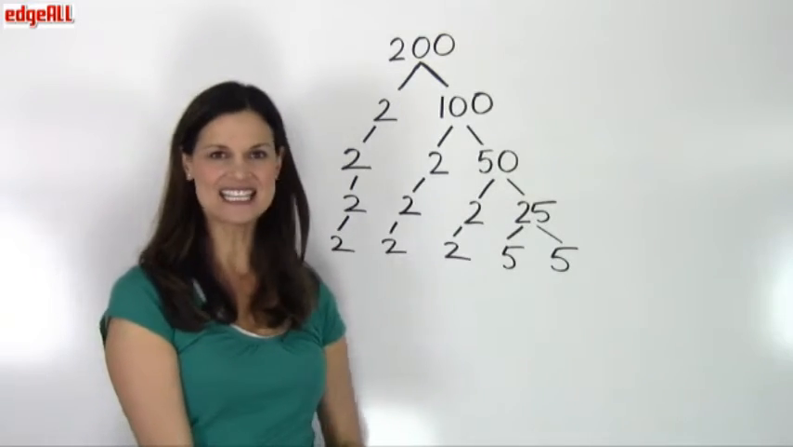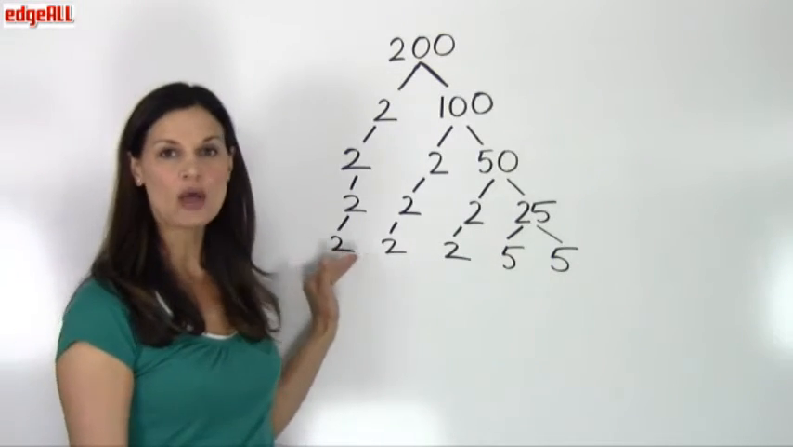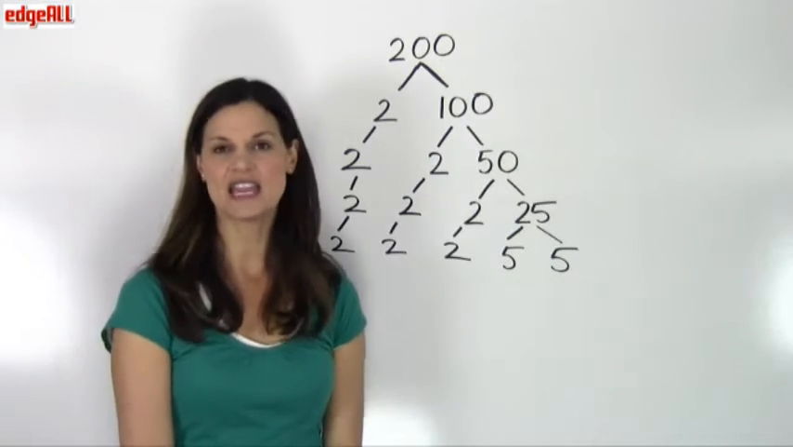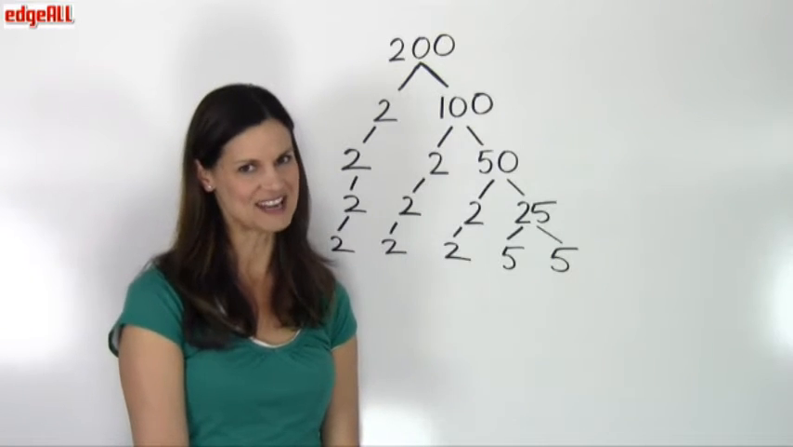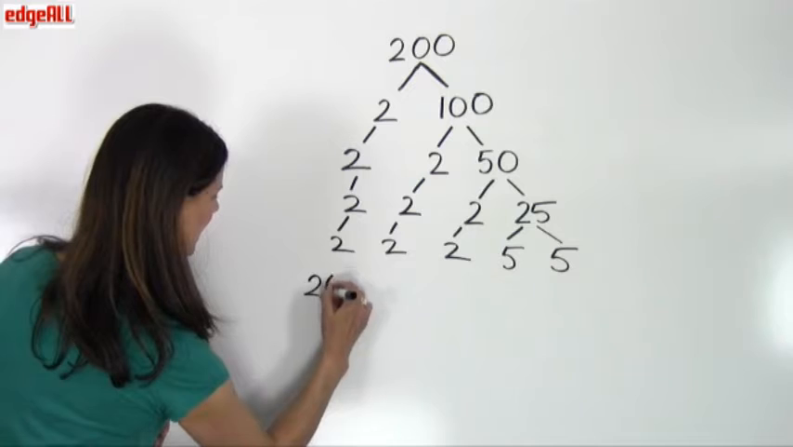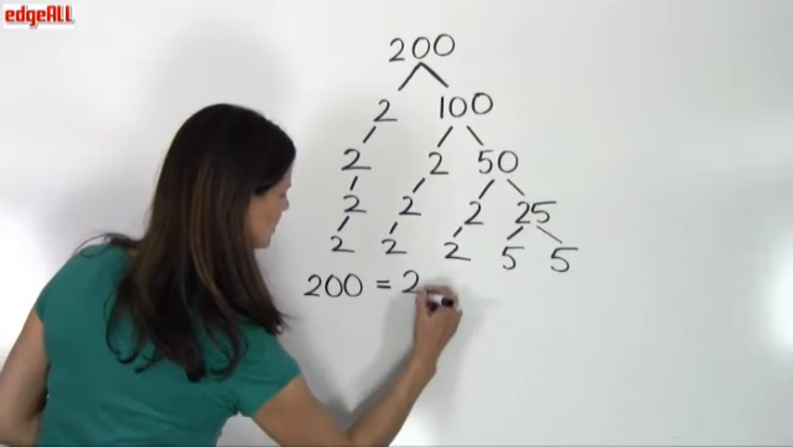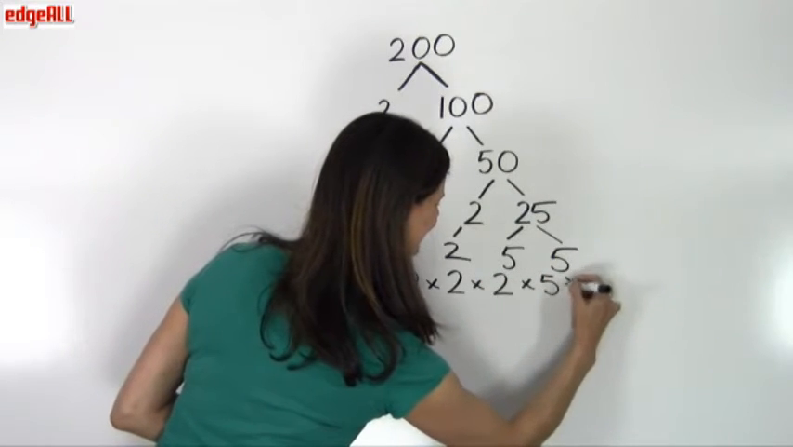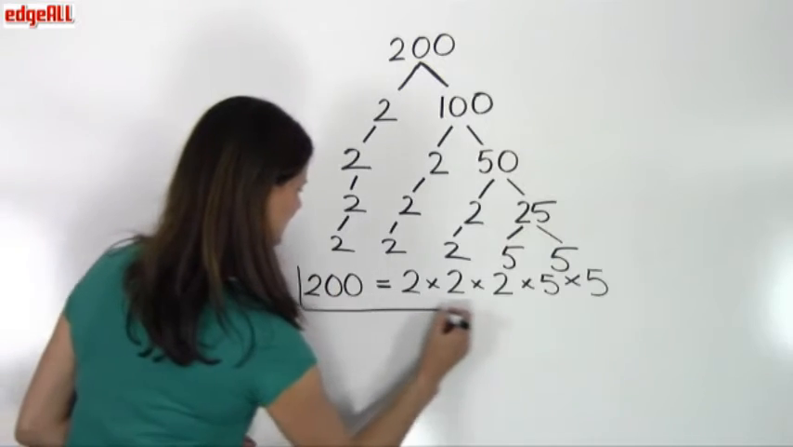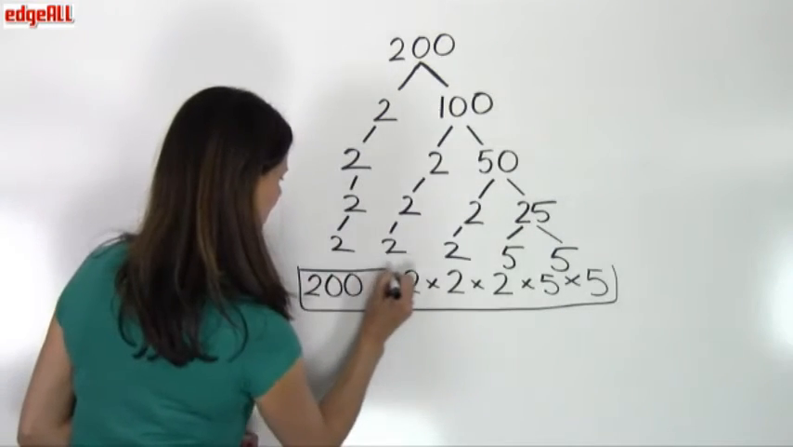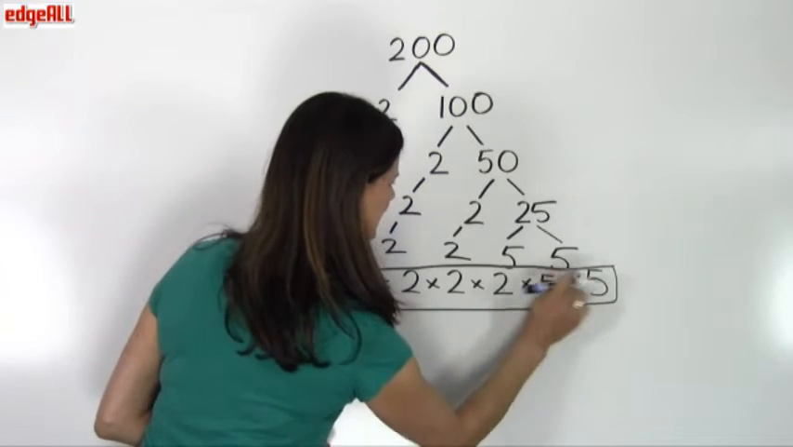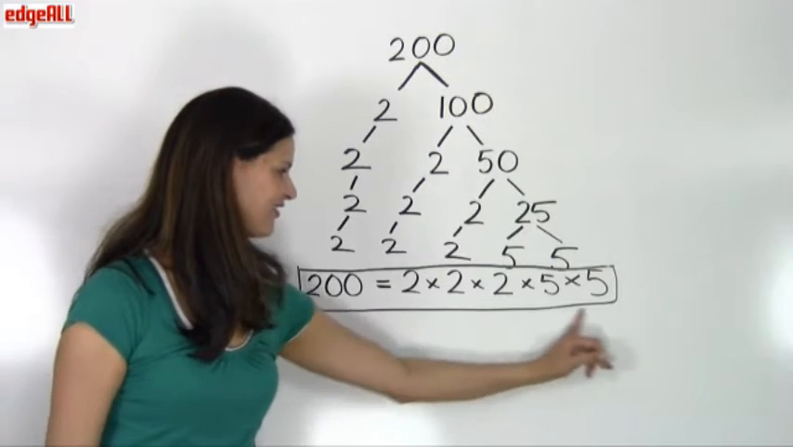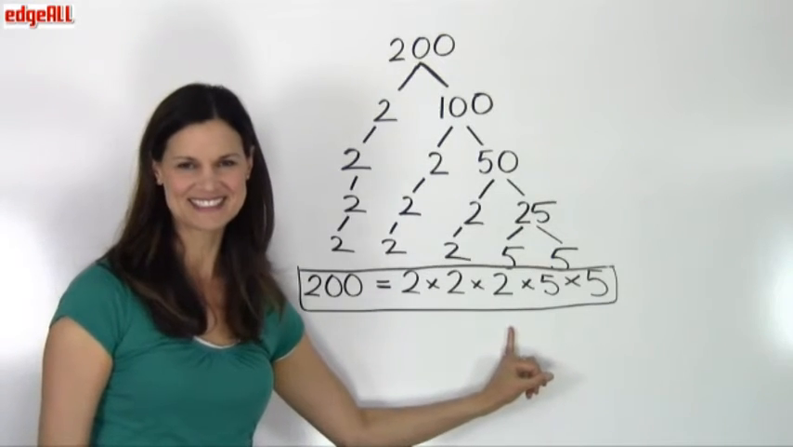So now, when I've gotten to this level of the pyramid where all my numbers are prime numbers, 2, 2, 2, 5, and 5, I know that I'm finished with my prime factorization. The prime factorization then of 200 equals 2 times 2 times 2 times 5 times 5. I'll put a square around that since we have a lot of work up here on the board. And I can see then my prime factorization of 200 broken down to all the factors in their prime numbers.